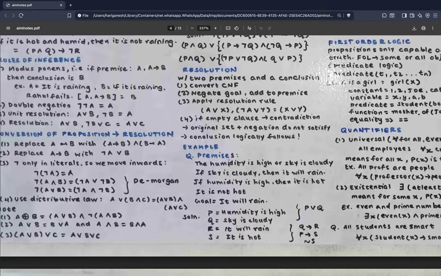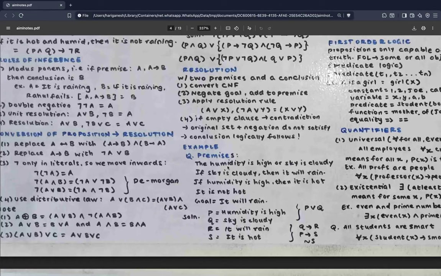The first question, the premises you are given are fourfold. The humidity is high or the sky is cloudy. The second premise is if the sky is cloudy, then it will rain. The third premise is if humidity is high, then it is hot. The fourth premise is it is not hot. The goal that you are given is it will rain. So first we convert from English to logic.